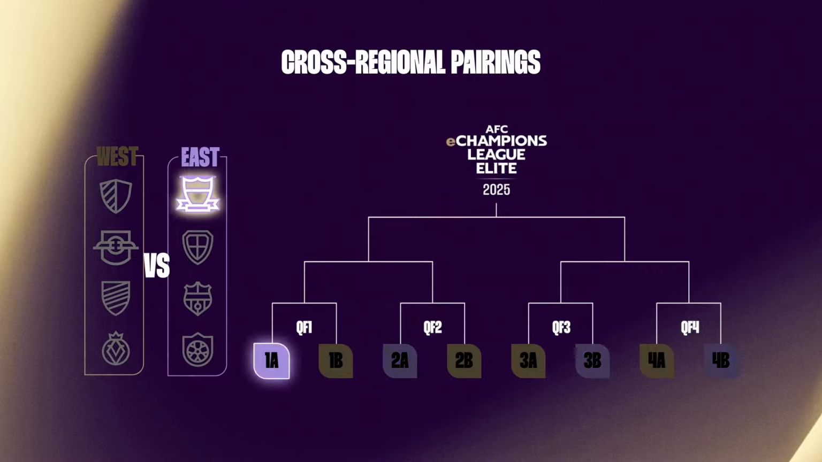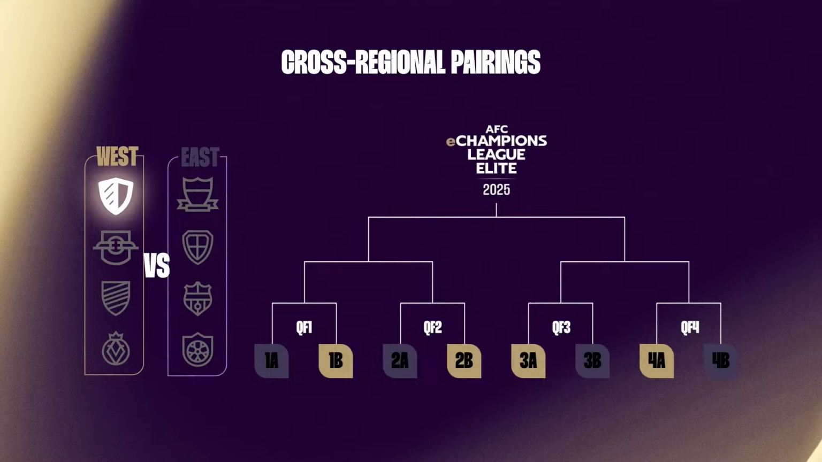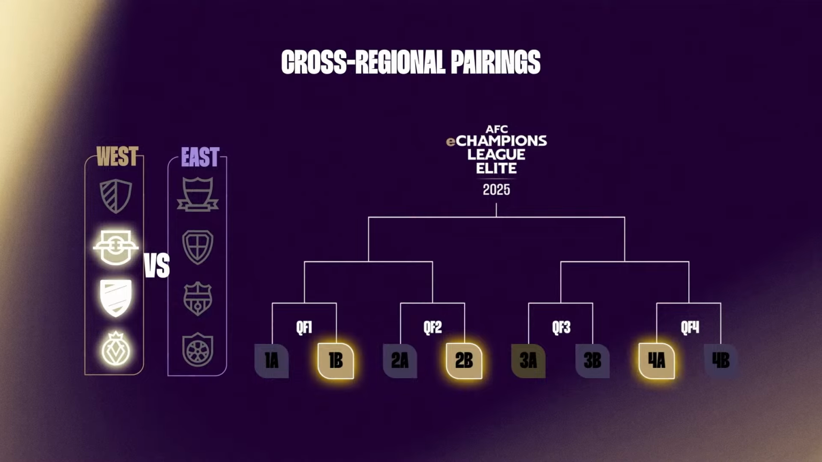Subsequently, the highest seeded club from the league stage of the opposite region shall be allocated into position 3A to ensure that the highest seeded clubs of each region only play each other in the final, should they advance to that stage. The remaining clubs of the same region shall be drawn into positions 1B, 2B, and 4A.